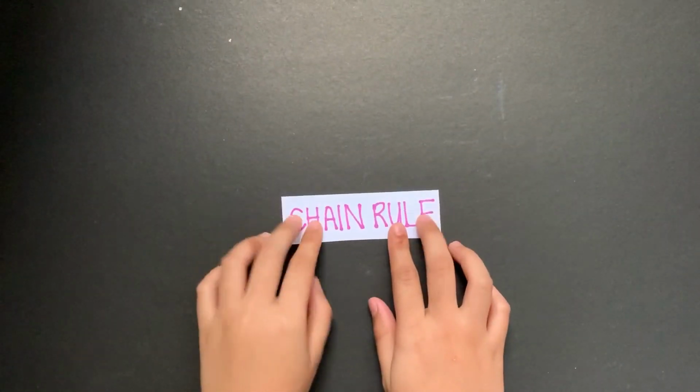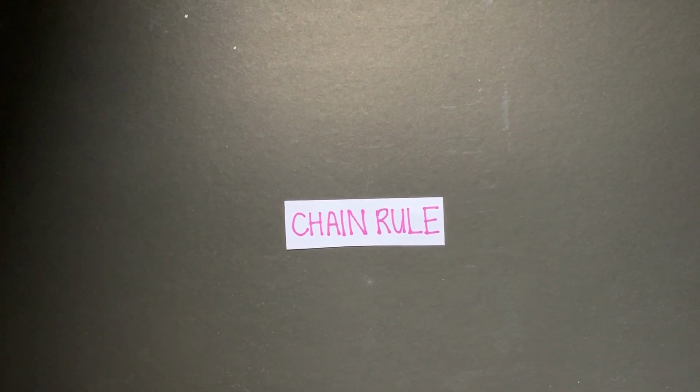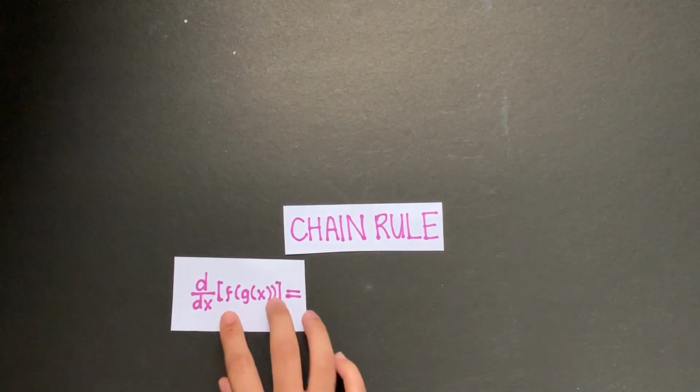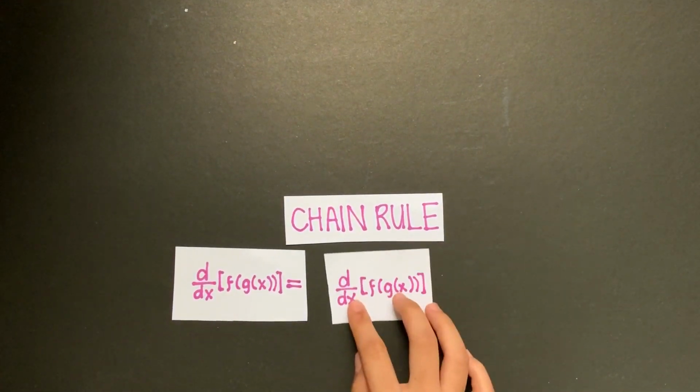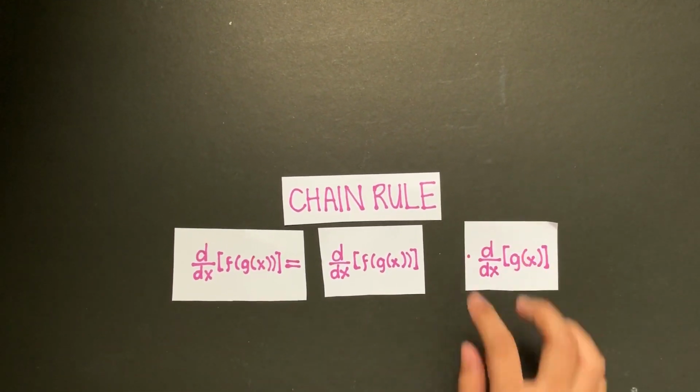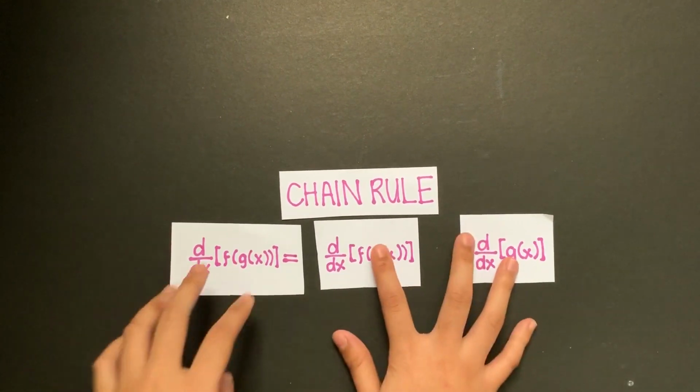The chain rule is a method or way for finding the derivative of composite functions. It has the formula of the derivative of f of g of x multiplied by the derivative of g of x. Let's have an example.